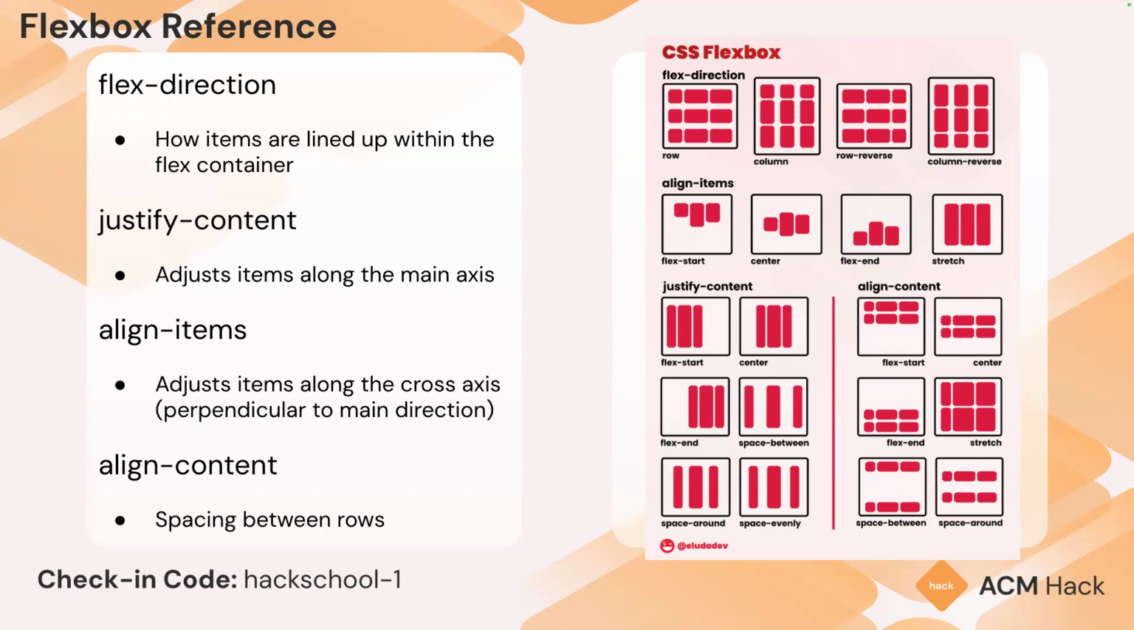Next, there's justify content. This aligns the items across the main axis. As you can see right here, regardless of where the items are put on the screen, they're aligned to the main axis. Align items will do this in a perpendicular direction. And align content will be more so the spacing in between the rows.